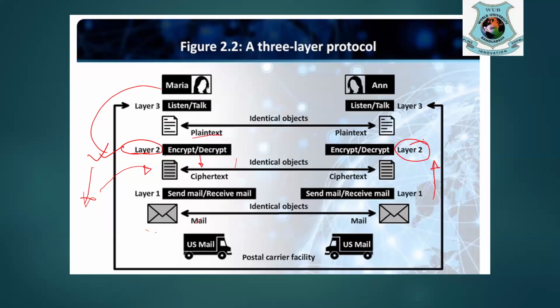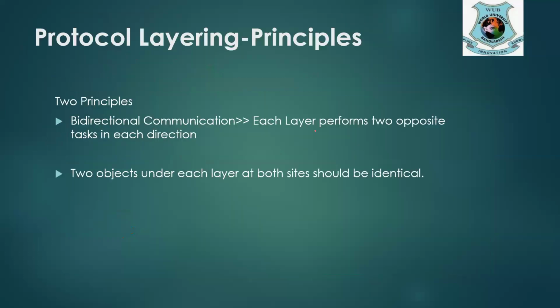So in this layer 2 it is converting the ciphertext into plain text. But in this case, layer 2 is converting the plain text into ciphertext. So each layer should be able to perform two opposite tasks in each direction. Okay. The other principle is that the two objects under each layer at both sides should be identical.